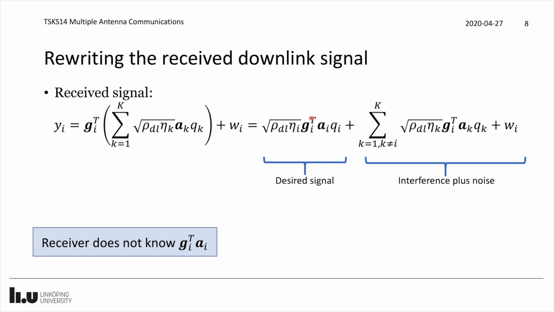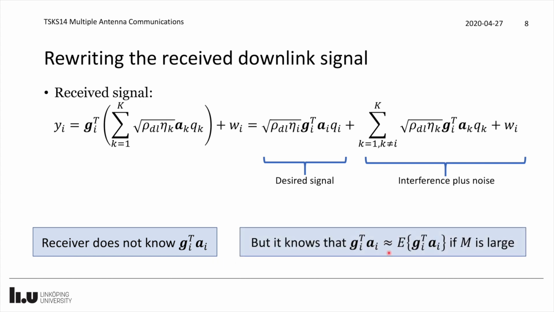The important thing is that we are sending pilots in one direction, namely in the uplink, so that we are able to estimate the channels there and select the precoding vectors in such a way that this inner product becomes sort of predictable to us as a receiver. The meaning of that can be different in different contexts, but when we have many antennas, we can know that the inner product between a precoding vector that is selected as a function of an estimate of the channel vector will be approximately equal to its mean value when the number of antennas is large.